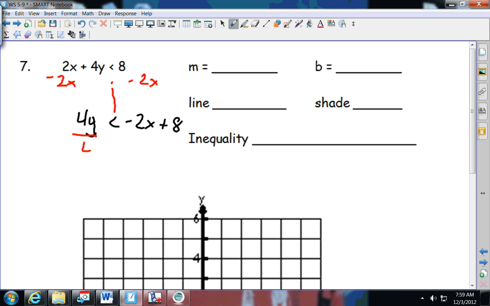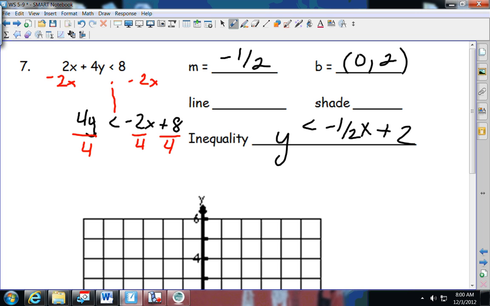I'm going to divide by 4. I get y is less than, now, you could leave it as negative 2 over 4, but it's better to reduce it to negative 1 half x plus 2. There's your inequality. So now, what is your m? What is your slope? Negative 1 half. Your y-intercept? 0, 2. My line? Dashed. The shading? Below.